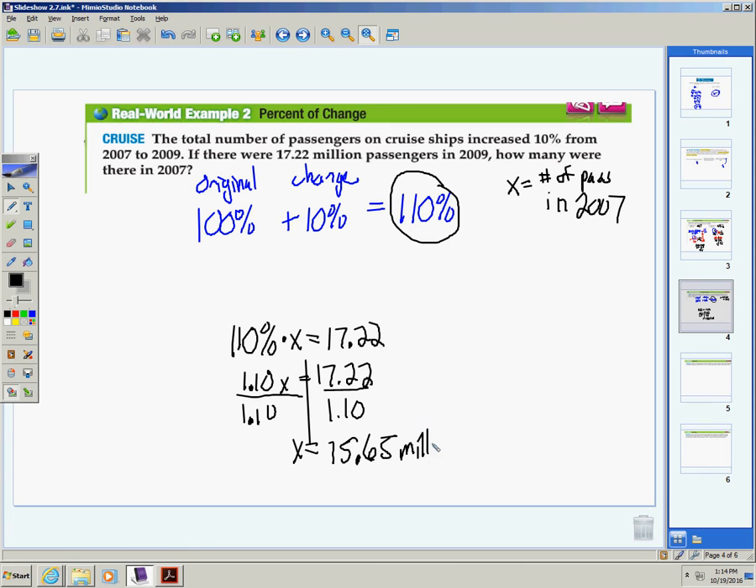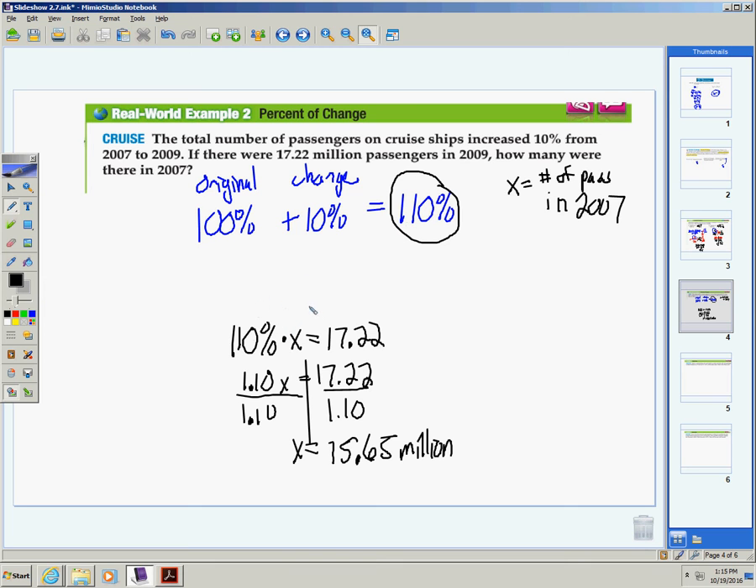Okay, and the way we did this problem was we always start with 100%. We knew we went up 10%. That was how much we changed. So we had 110% of my original amount. Then we just took 110% times my original amount equals my new amount.